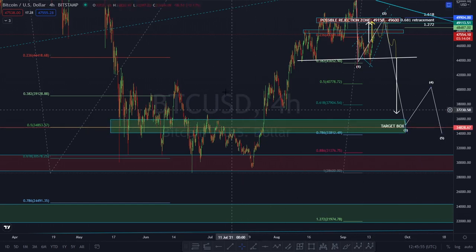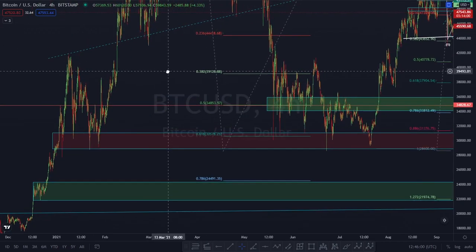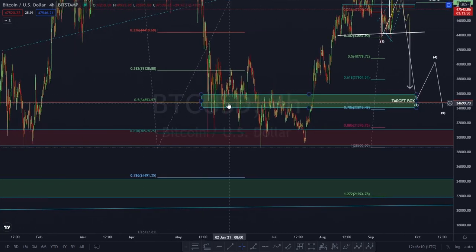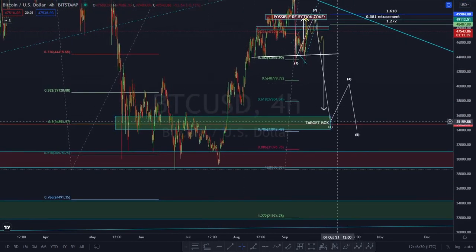All right, and this line is a very good resistance and support line. You can see resistance, support, support, resistance, resistance, resistance, support, support, support, resistance, resistance. Guys, this is my preferred target for this whole correction.